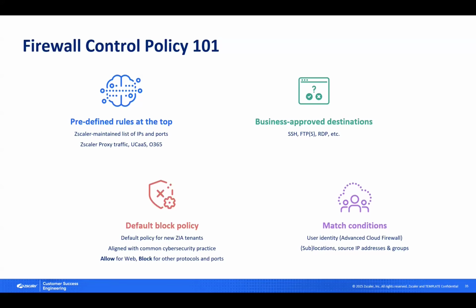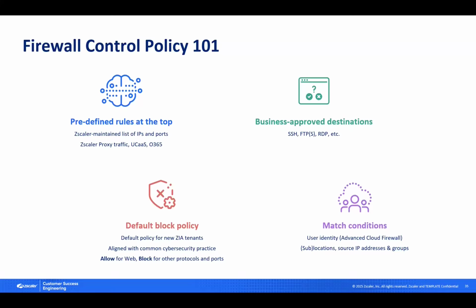Before we look at the model policy, let's take a few seconds to understand the basics of how firewall control policy works. First, when you look at a brand new tenant, you'll note that there are predefined rules at the top. These include rules for Zscaler maintained list of IPs and ports that are used for our own services, the Zscaler proxy traffic rule, or for certain third-party services like UCaaS or Office 365 if those one-click rules are enabled.